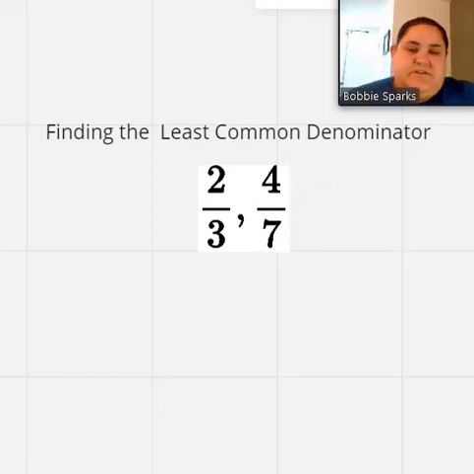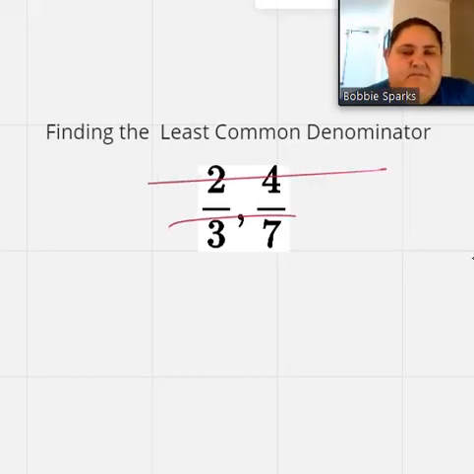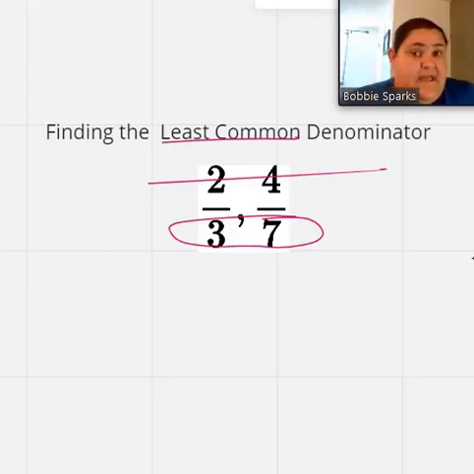So this is what I want to do. I just want to look at my bottom numbers. I'm just going to essentially ignore these top numbers, pretend they're not even there, and look directly at these two numbers. Now, my least common, least means the lowest, right? Common means what they have in common, what they both have. And denominator is referring to the bottom number of our fraction, right? So in definition, I'm looking for the lowest number that the bottom numbers in our fractions have in common. That's my goal.